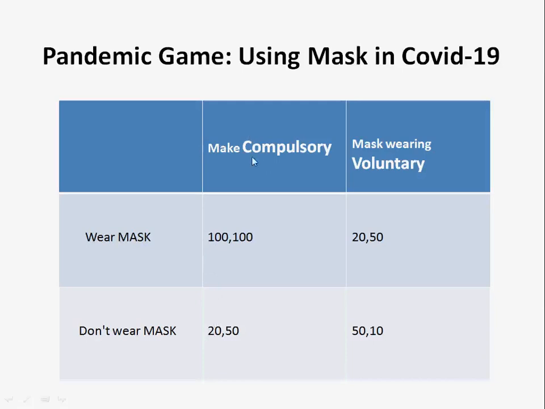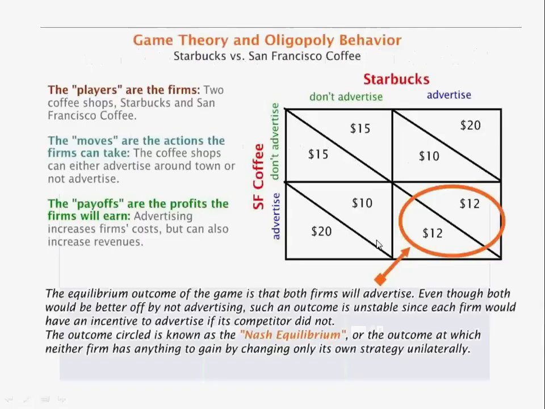So if the best response for the government is to make it compulsory, the best response for citizens is also to wear a mask, thereby reaching a solution where citizens wear a mask and the government makes it compulsory, both attaining the higher utility of 100 each. So let us go to the next case.